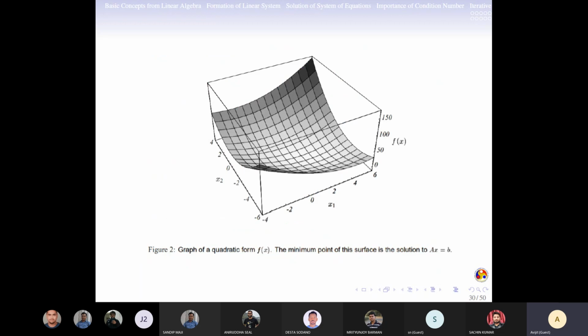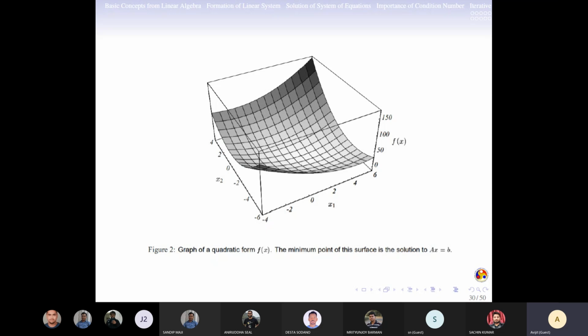Now you can see I have plotted the things in the 2-dimension case, suppose x1 in this direction, x2 in this direction. If you consider R2, the 2-dimension case, then f(x) looks like this. This is one type of parabola, the quadratic function for different values of x1, x2. The minimum point will be somewhere at the bottom, and you have to find the point for which f will be minimum.